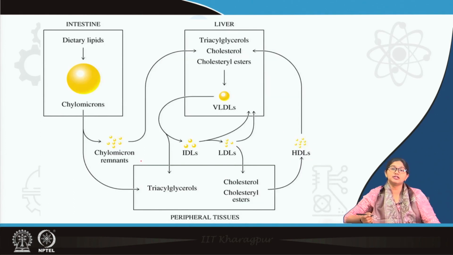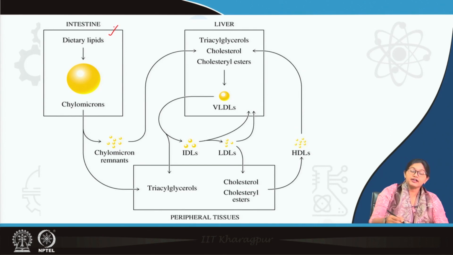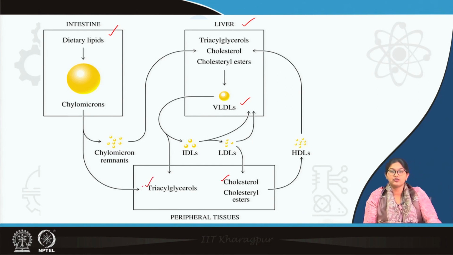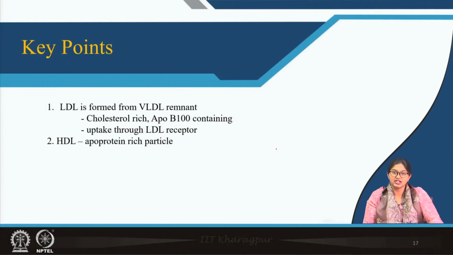So, this is how the dietary lipid in the form of chylomicron, and endogenous lipid in the form of VLDL are circulated, which is important for delivering cholesterol to peripheral tissue as well as triacylglycerol to peripheral tissues, and this is helped in their formation with the help of the HDL molecule.